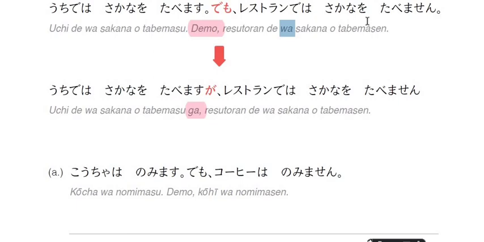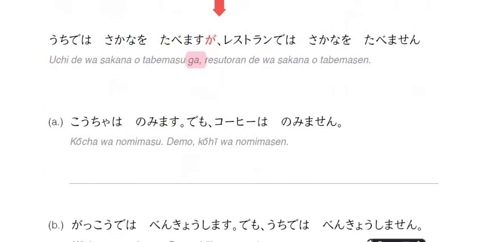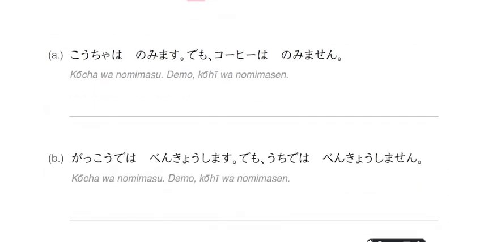So I will say these two sentences again. Uchi de wa sakana o tabemasu. Demo restaurant de wa sakana o tabemasen. I took a pause after the first sentence because there's a full stop. I said demo, I took a little pause because there was a comma, and then I continued the sentence. But in case of the ga, just pay attention. How do I say this? Uchi de wa sakana o tabemasu ga, restaurant de wa sakana o tabemasen. Okay, so I took ga along with the first sentence and I gave a pause after ga, not before ga. So the difference is that the full stop gets removed with ga and you have the comma after ga, simply like that. So you have to join these sentences.